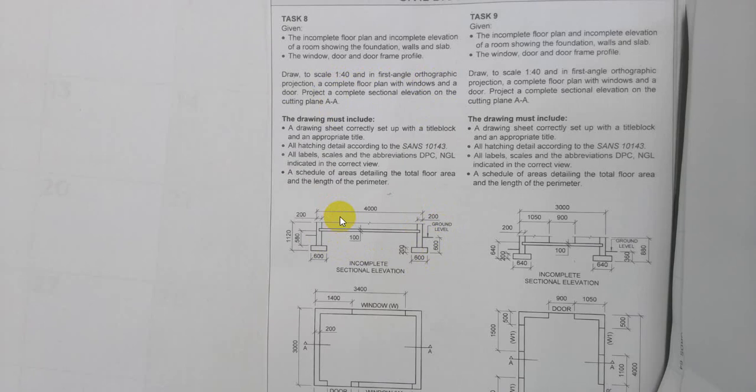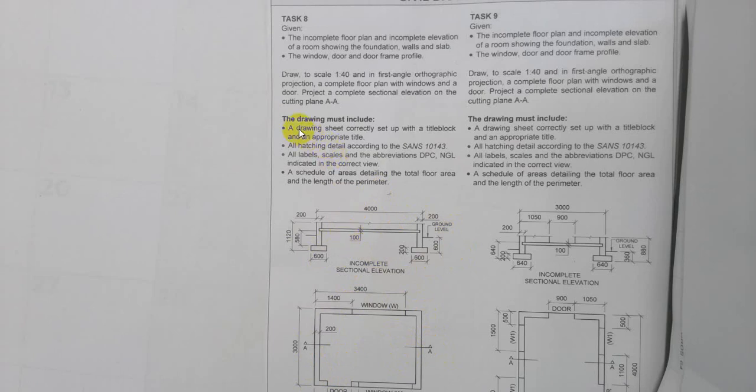So this is in first angle orthographic projection because this is paper 1, and this is what we see as a top view, but in this case it's known as the floor plan. And here of course we have our front view, which will be called the sectional elevation. So we need to complete the windows and the doors, because the walls are already there. We're going to be using the cutting plane AA to get this completed.